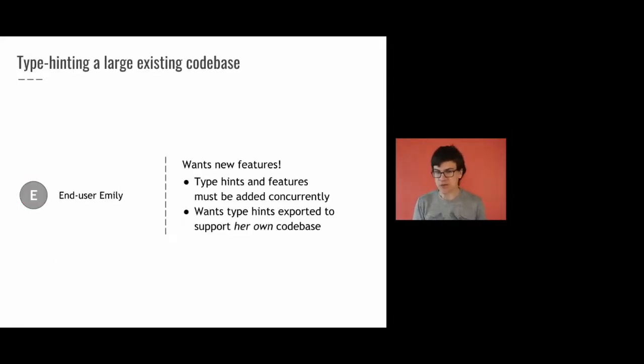Let me introduce you to end user Emily. So of course she wants new features, but it might also be interesting to think about how she wants type hints exported to her code base. In particular, she might be maintaining some internal code at a company or at a lab, or she might have her own open source library. And by ArviZ being strongly typed, it's going to help her library get typed.